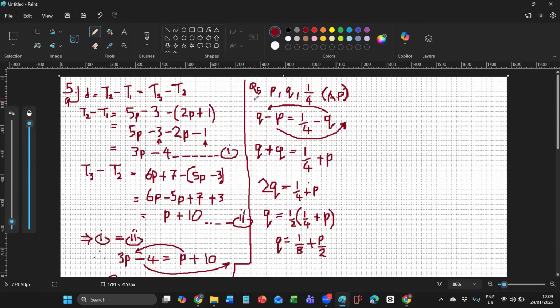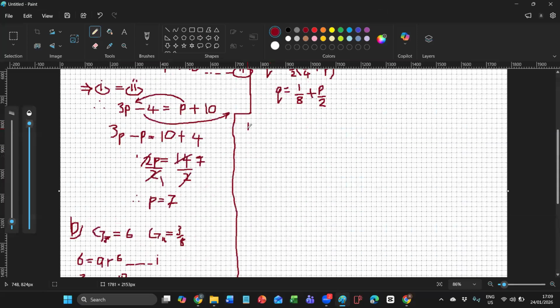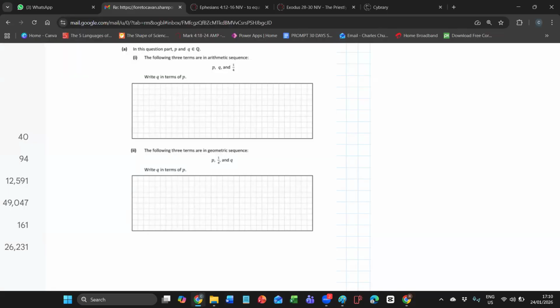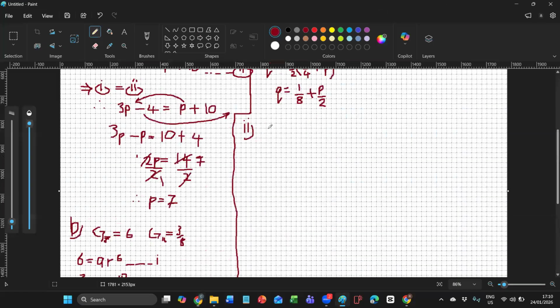1/4 is the second term. So this is Roman numeral 1. And this is Roman numeral 2. Okay, so Roman numeral 2, the question is P, 1/4, and Q.